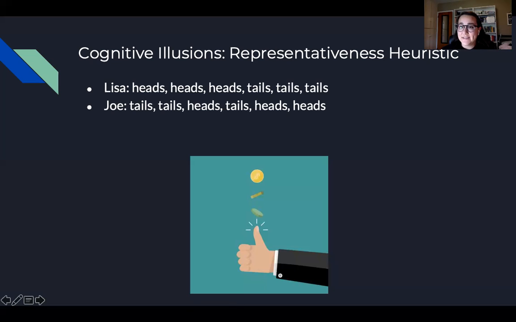Does anyone want to take a guess? You're all like, no, you just said that these are cognitive illusions, so I don't want to say something and potentially be wrong. Noah, were you going to jump in with something though?